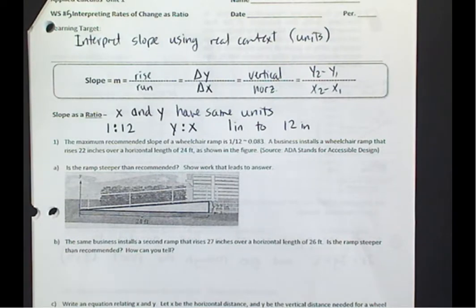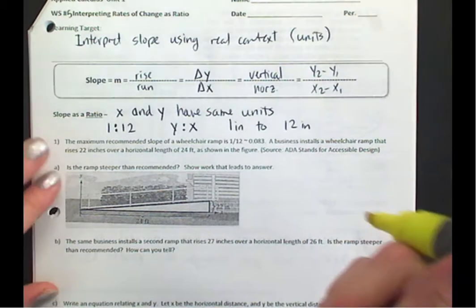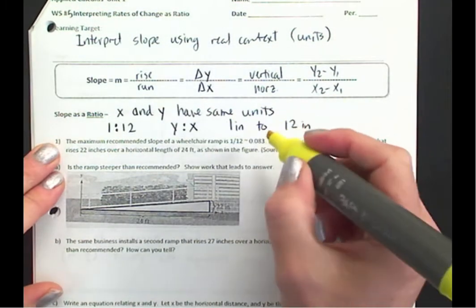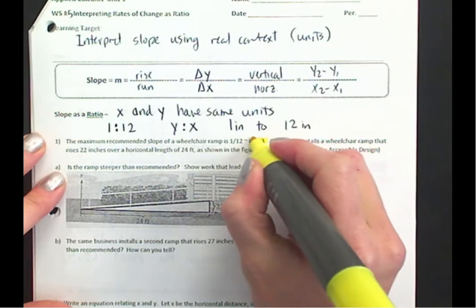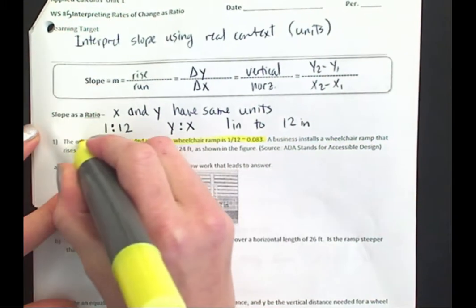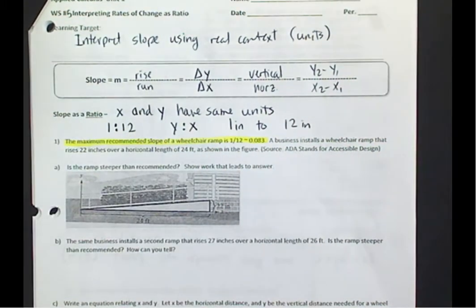Okay, this is kind of relevant because they're renovating the school, but you guys won't be here. The maximum recommended slope of a wheelchair ramp is this. That is actually true. Okay, it's a ratio, 1 to 12. 1 foot, 12 feet. 1 inch, 12 inch. 1 to 12, that's the ratio.